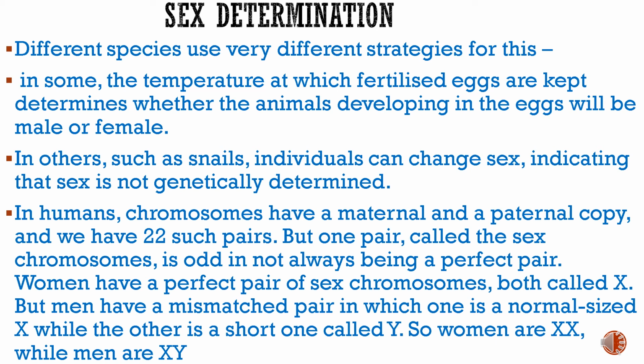In some species, temperature determines whether the egg will be male or female. In others, like a snail, they can change their sex as per requirement, indicating that sex is not genetically determined. But in humans, it is determined by the 23rd pair of chromosomes. If the 23rd pair has both X chromosomes, then it will be female. If the pair is mismatched, meaning one is X and the other is Y, then it will be male.